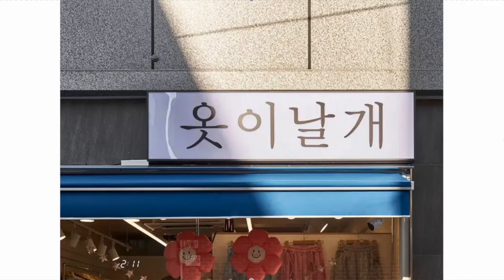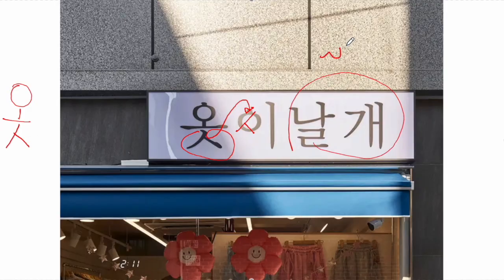Okay, try to read this. Okay, so it's called 옷이 날개. 옷이 날개. 옷 means clothing in Korean. Okay, 날개 means wing. So this clothing store is saying, the clothing is the wings.